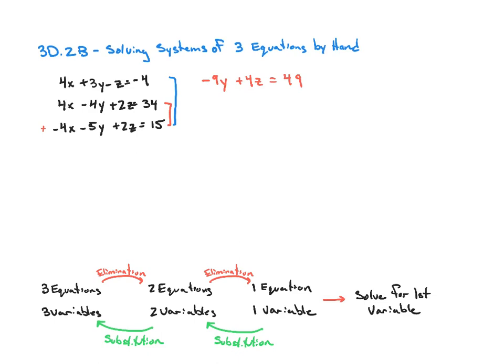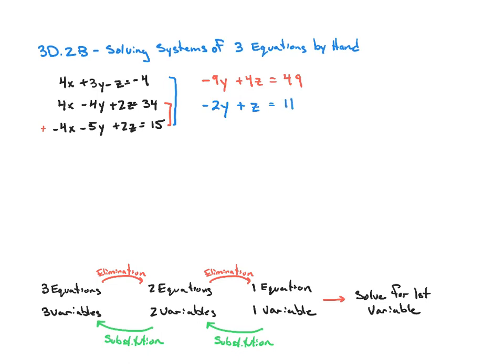Now I do it again with my first and third. 4x and negative 4x cancel. Negative 5y and positive 3y is a negative 2y. You can see how easy it is to make a simple error there. And then you have 2z plus a negative z, and so that's just plus 1z. And that's going to be equal to, when you add up 15 and negative 4, 11.